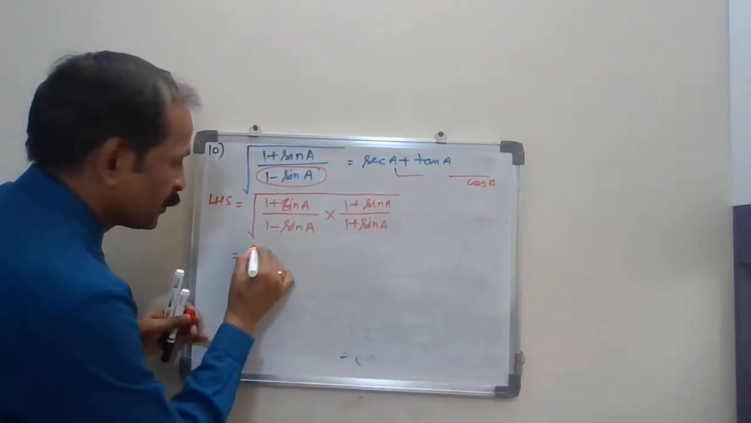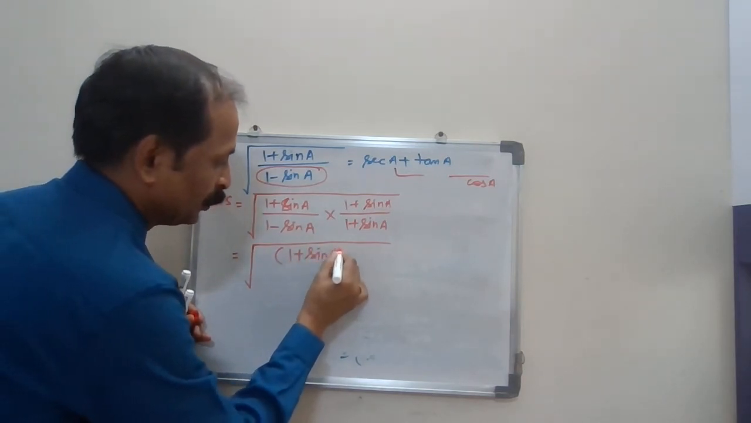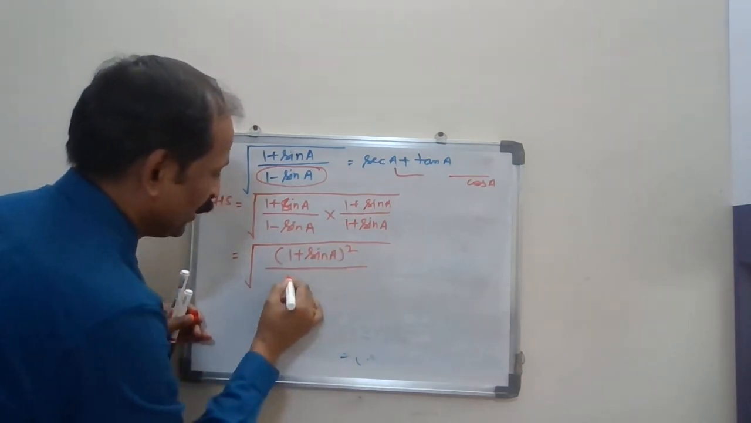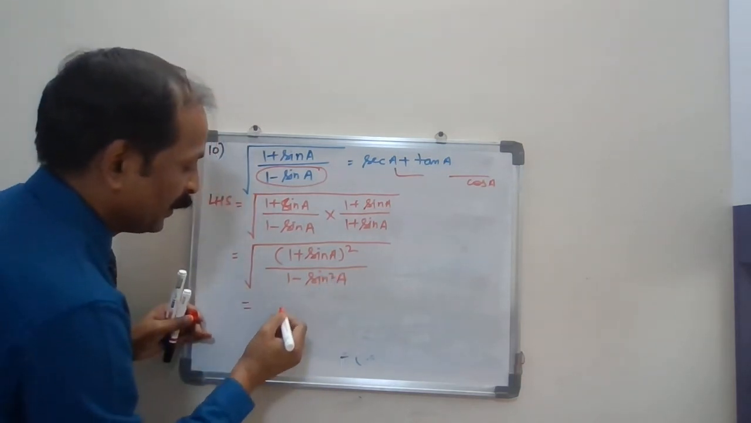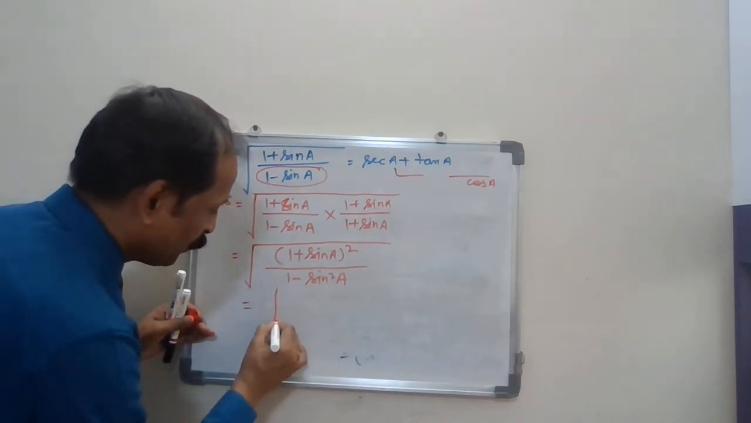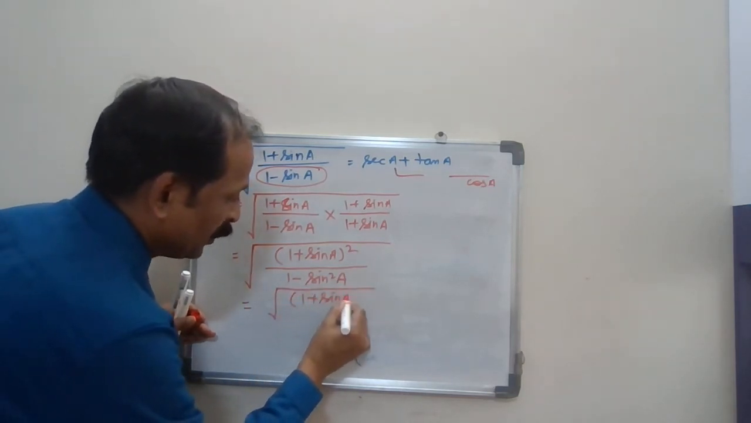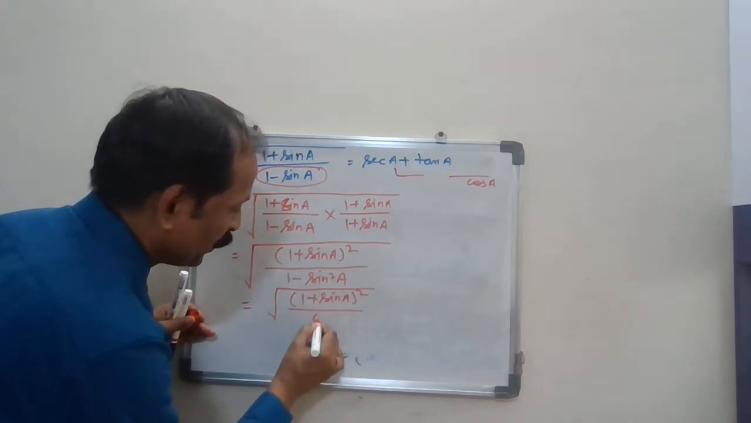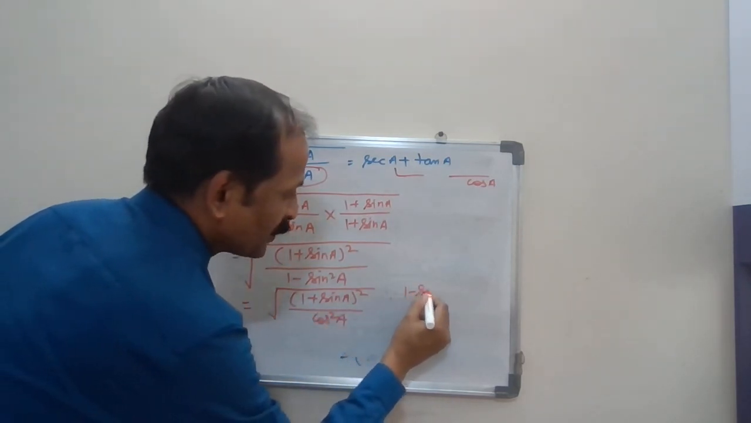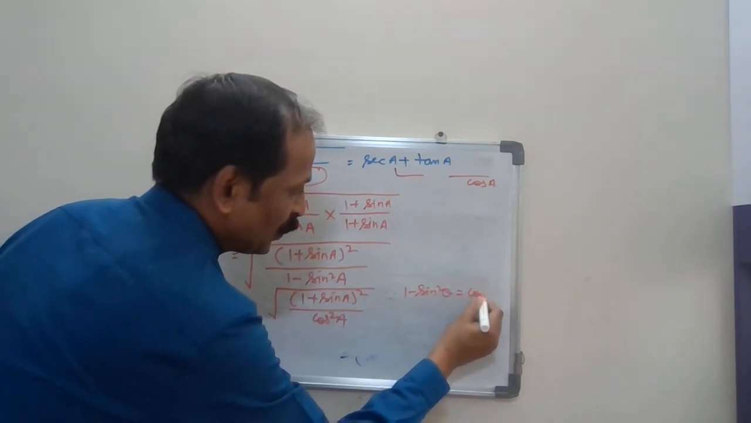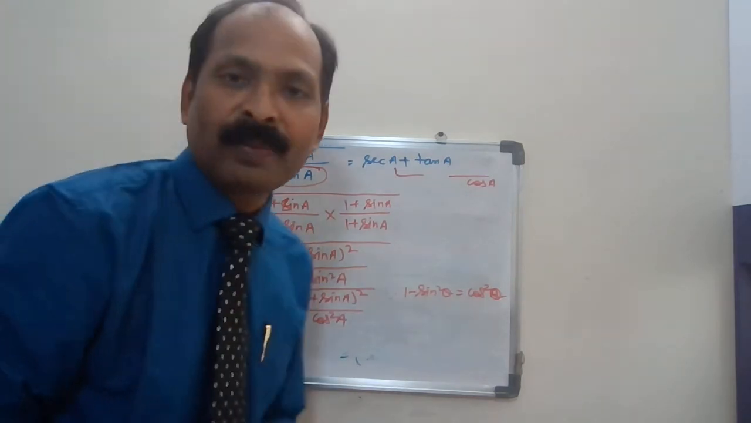So it becomes, up, 1 plus sin A, the whole square, and down, 1 minus sin square. Okay, and then you can have one more step if you want. 1 plus sin A, the whole square, and down you can write cos square. Write the reason: since 1 minus sin square theta is cos square theta. Okay, so now I got my answer.